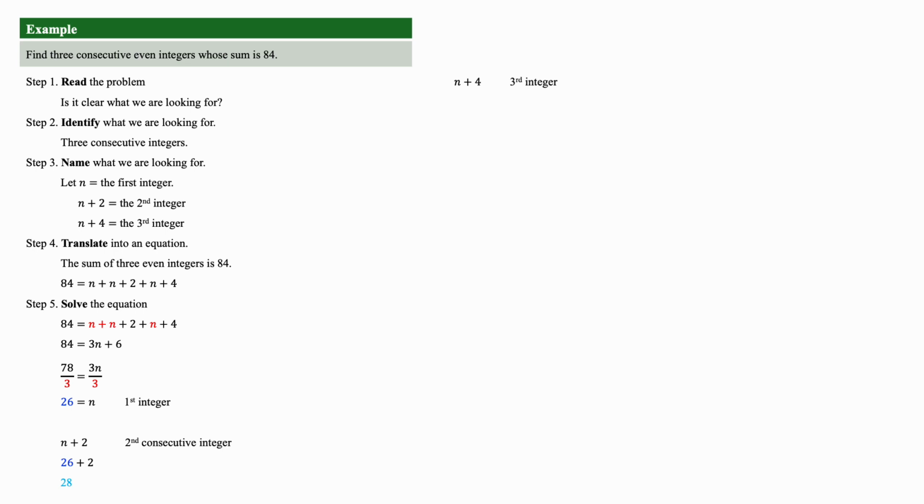Then let's find the third one. So n plus 4, and then 26 plus 4, subbing in 26 for n, to get 30. Let's check the answer. Add the 3 numbers, and we get 84 equals 84. Let's answer the question now. The 3 consecutive even integers are 26, 28, and 30.